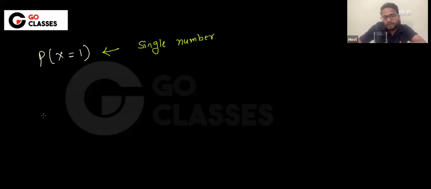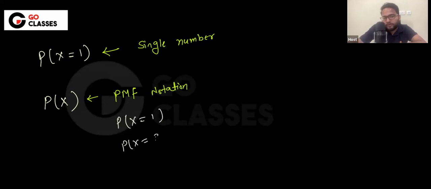Now, instead of this, let's suppose I say probability of x. I don't assign any value. It means I'm talking about the PMF. This is the PMF notation, right? Which means here I want to say, tell me what is the value of x being 1, what is the value of x being 2, what is the value of x being 3, and so on. Understood? So this is the PMF notation, probability mass function notation.